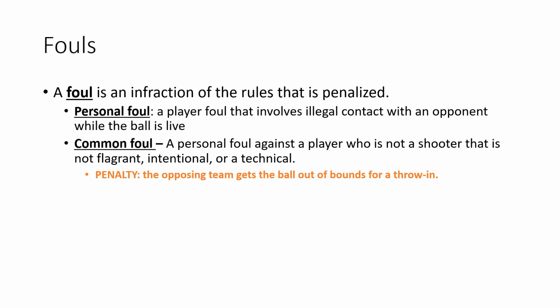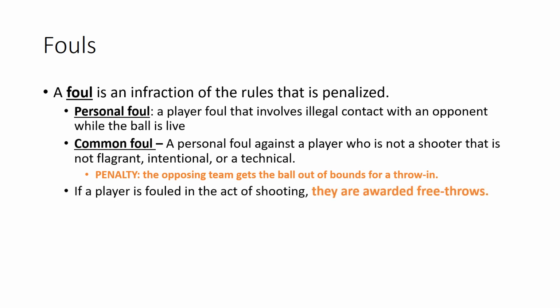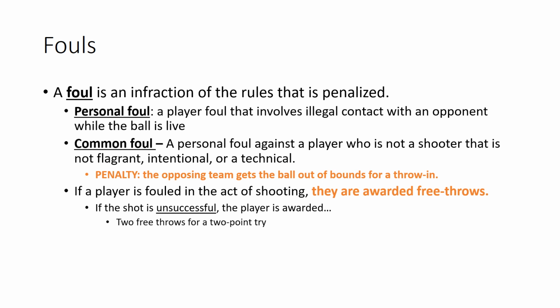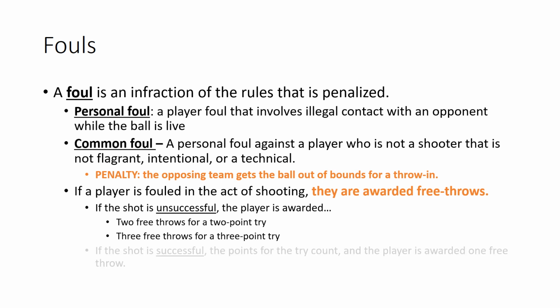If a player is fouled in the act of shooting, this is when they are awarded free throws. If the shot is unsuccessful, the player is awarded 2 free throws if it was a 2-point try that they were attempting, or 3 free throws if it was a 3-point try. If that try is successful, the points for the try count, and the player is awarded 1 free throw.